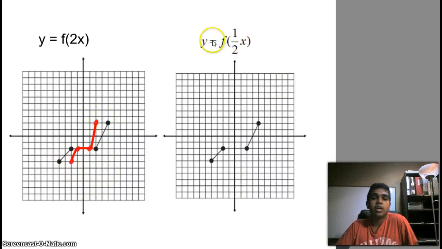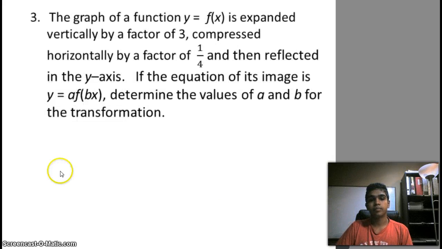And since it's f of 1/2 x, that actually means you're multiplying your x values by 2. So it'll actually get fatter like that.